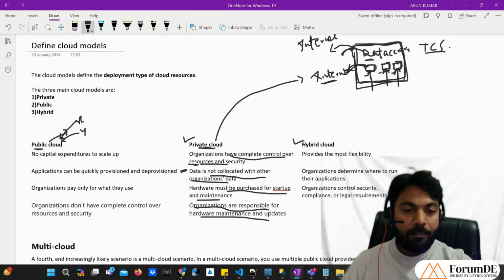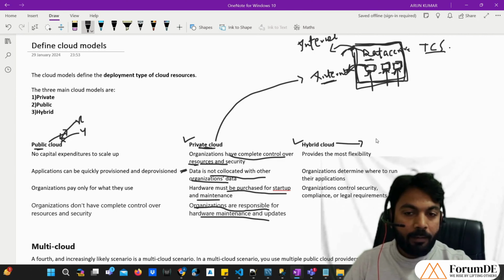Now let's talk about hybrid cloud, and let me tell you in short that hybrid cloud is a mix of public cloud and private cloud.